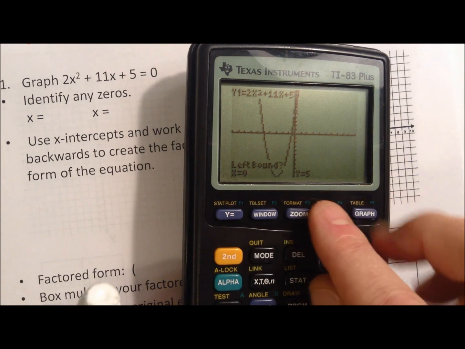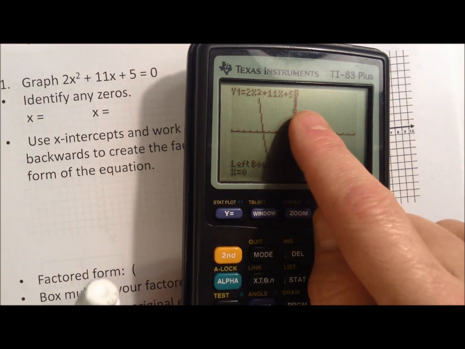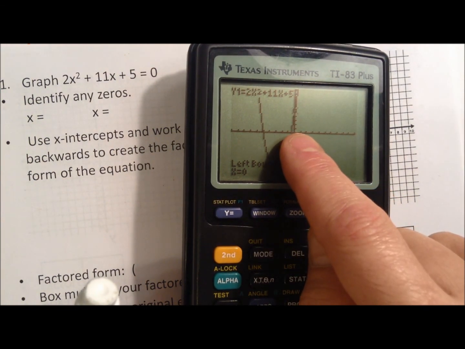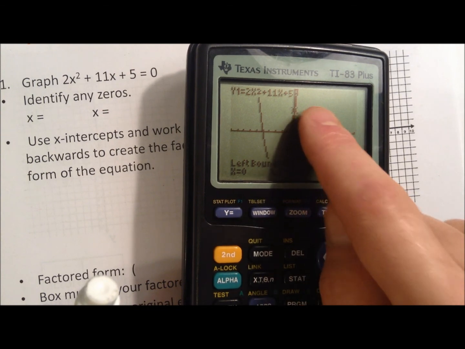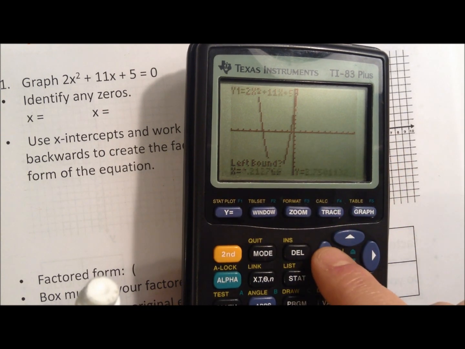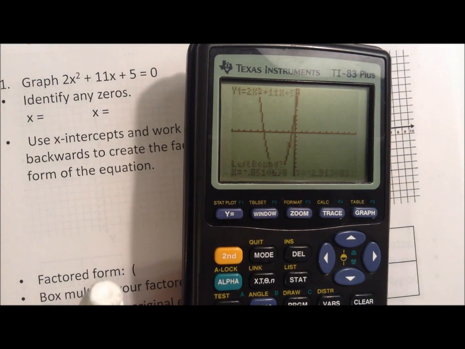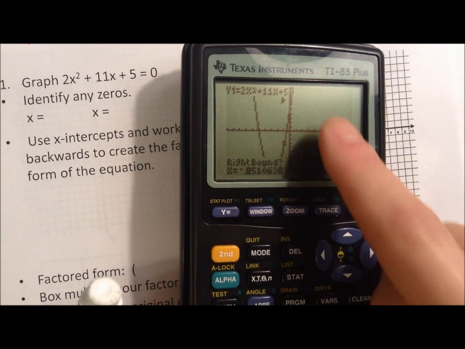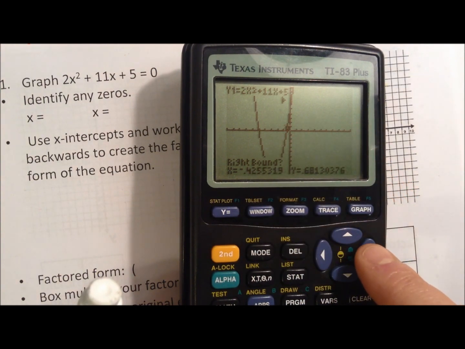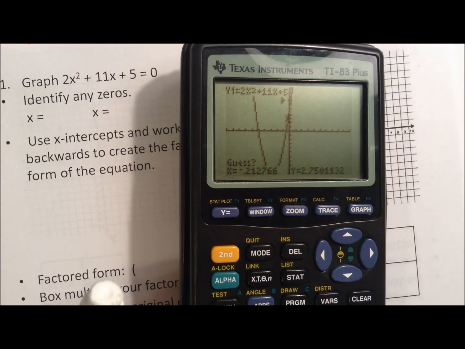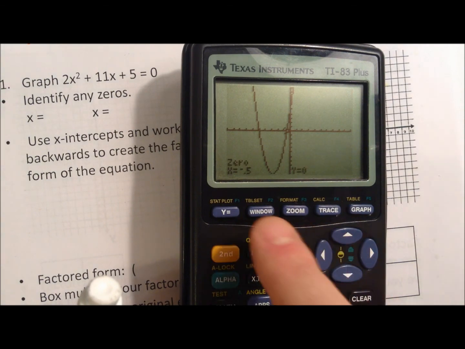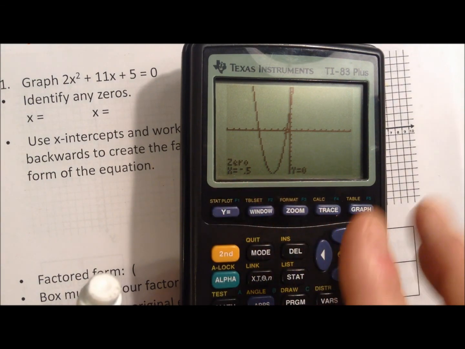All right, so we need our cursor. Remember, we have to do these one at a time. So I need to be to the left of one of my zeros. Right now that's to the right, so I need to move it. Okay, so it's a little bit to the left. That's good. Press enter. And now I need to be to the right of the same target, so I'll go back up and press enter twice. All right, so this one has a zero of negative 0.5.